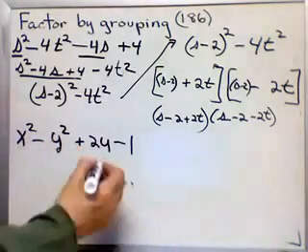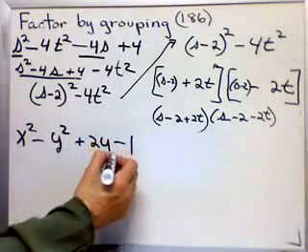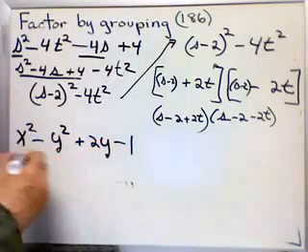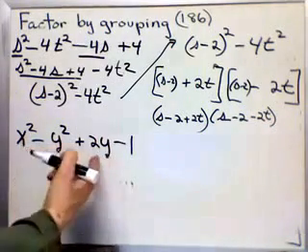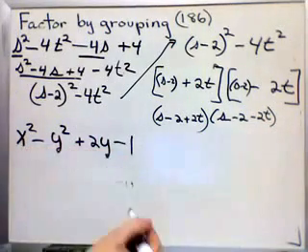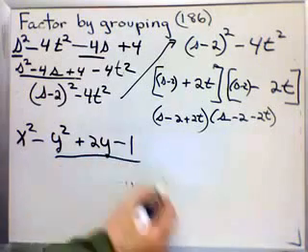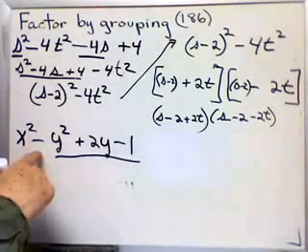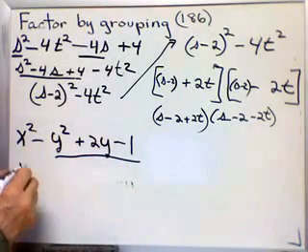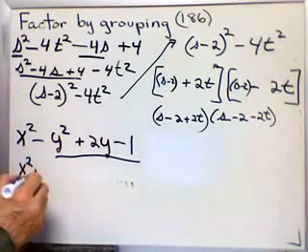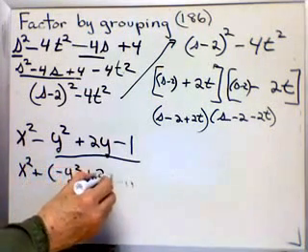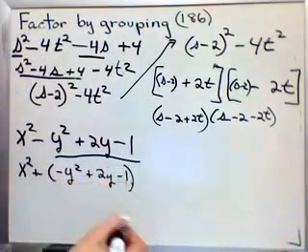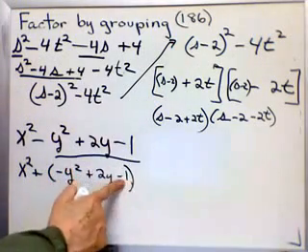There's 4 parts, so I have to do group by 2s or group by 3s. If I do group by 2 here, I get x minus y, x plus y, difference of 2 squares, but it doesn't help me with that. So chances are I have to keep these 3 together. The problem is that's a minus, so let's rewrite this. X squared plus, and I have minus y squared plus 2y minus 1. That is kind of hard to factor.